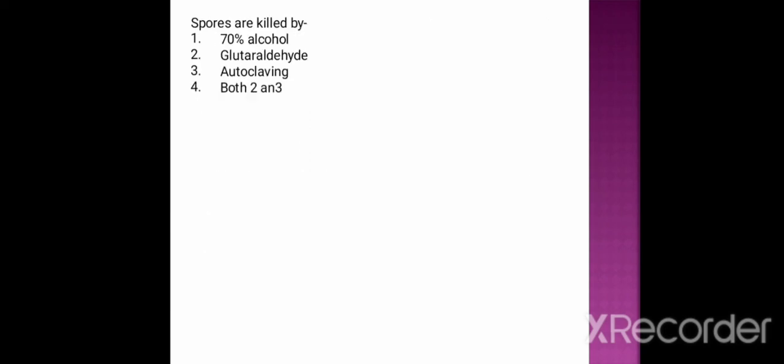Next question. Spores are killed by option 1, 70% alcohol. Option 2, glutaraldehyde. Option 3, autoclaving. Option 4, both 2 and 3. And the correct option is both 2 and 3. That is, spores are killed by glutaraldehyde or autoclave.